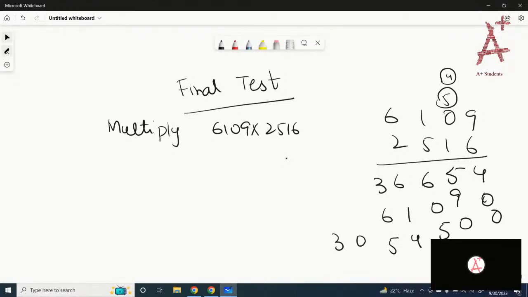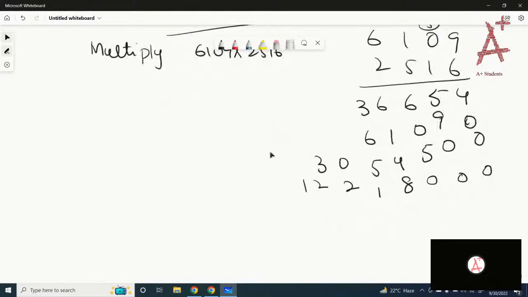Got it? Now let's just multiply 2. 2 is at the thousands position. So start writing from the thousands position. So 2 times 9 is 18. 8, 1 carry. 2 times 0 is 0 and 1. 2 times 1 is 2 and 2 times 6 is 12. Now you just have to add all the numbers.